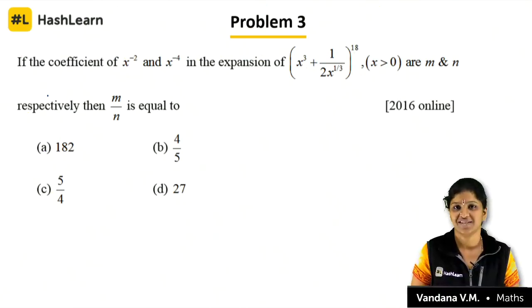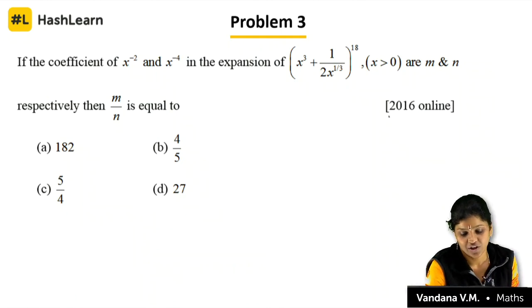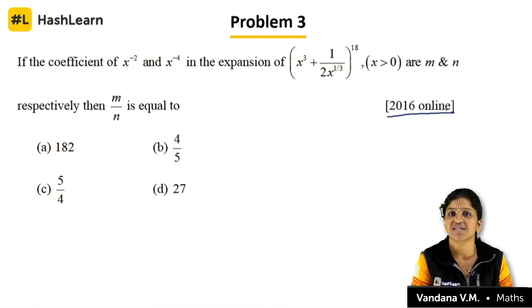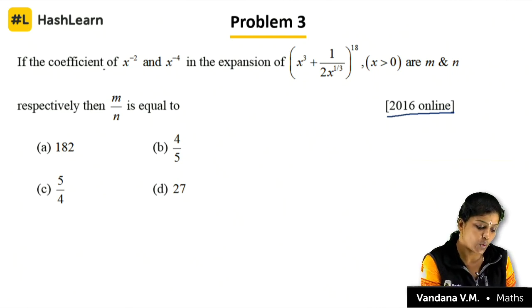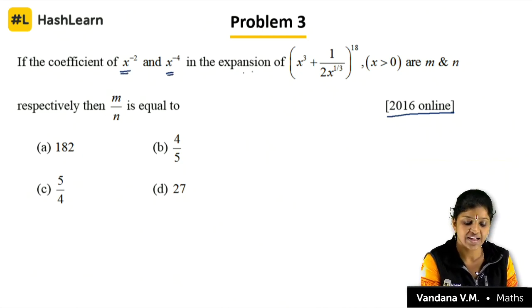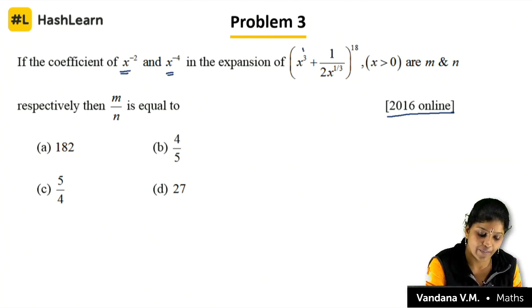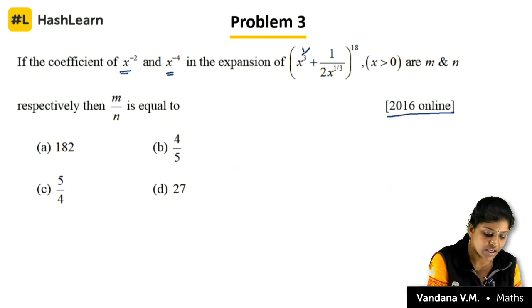Come back to the class. Yes. Next question is 2016 online question I took. Now, if the coefficients of x power minus 2 and x power minus 4 in the expansion of x power 1 by 3 plus 1 by 2 into x power 1 by 3 whole power 18. What they are telling? These two coefficients are equal.